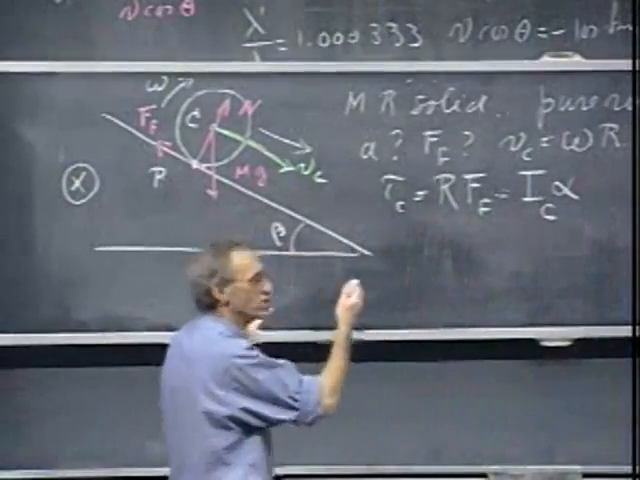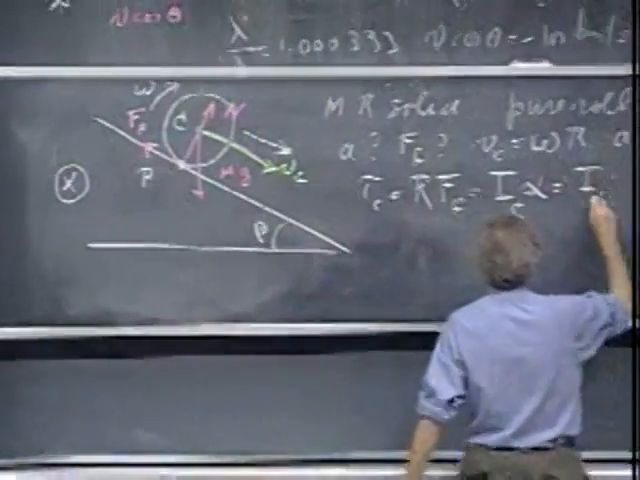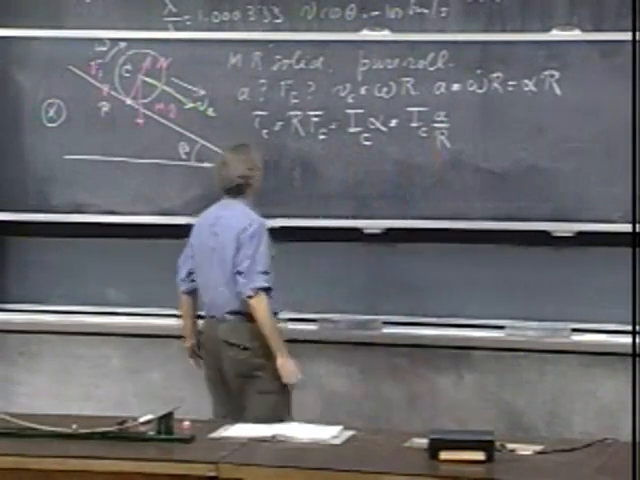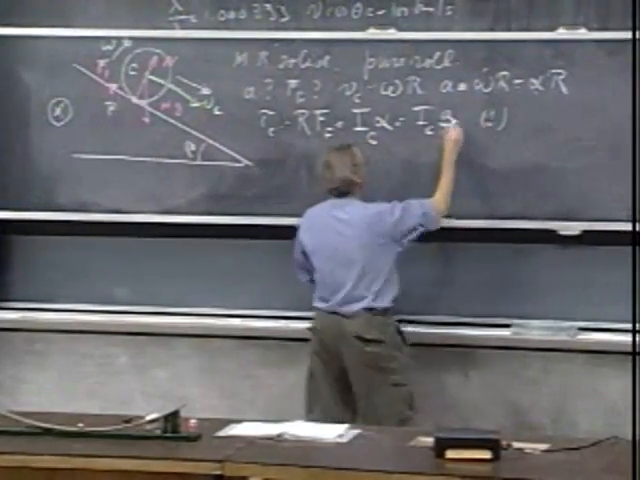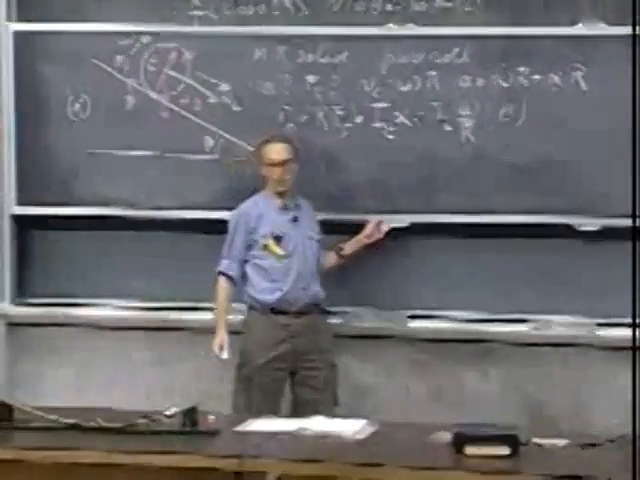We've seen this now twice already. And since alpha is A divided by R, this is I of C times A divided by R. This is one equation, and I have A as an unknown, and I have Ff as an unknown. So that's not enough. I need more.